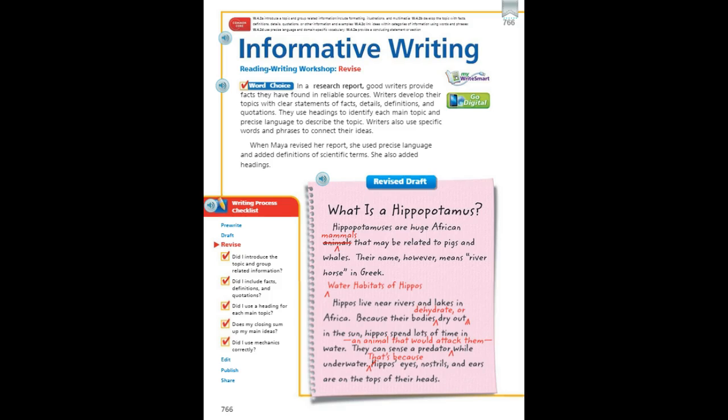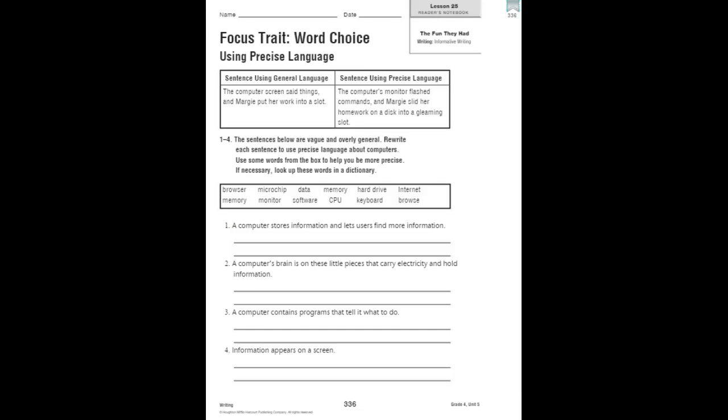So we're going to practice word choice and using precise language in our reader's notebook before we begin drafting today. On page 336, you're going to practice your word choice and using precise language. Here is a sentence using general language. The computer screen said things and Margie put her work into a slot. Here's the same sentence but using precise language. The computer's monitor flashed commands and Margie slid her homework on a disk into a gleaming slot. Okay, you can totally tell the difference between a sentence written with precise language and one using general language.